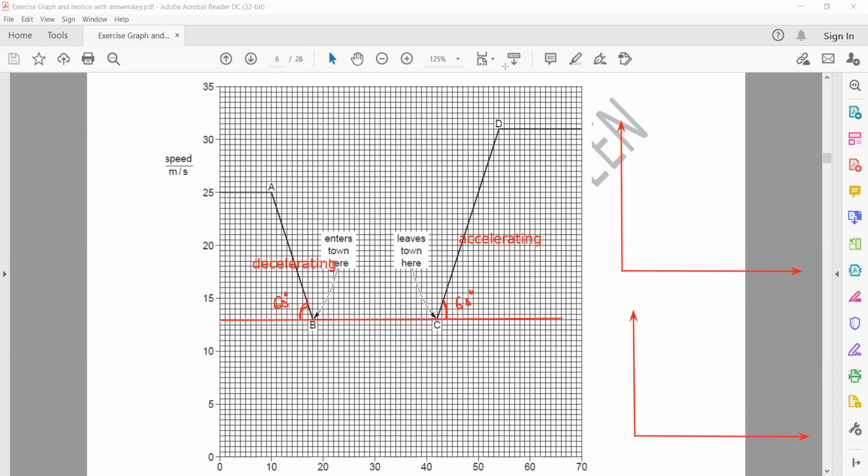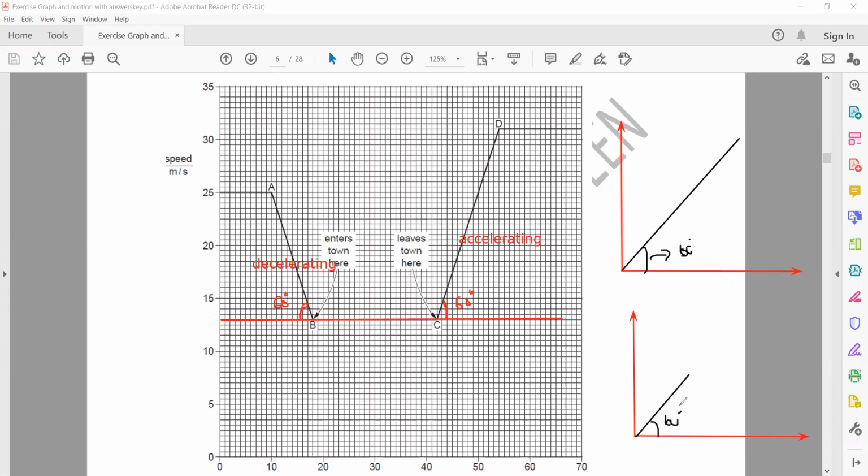One is a longer one, another one is a shorter, but both have the same angles. Slope means angle here. So example, if this angle appears to be 60, and this angle is also 60.